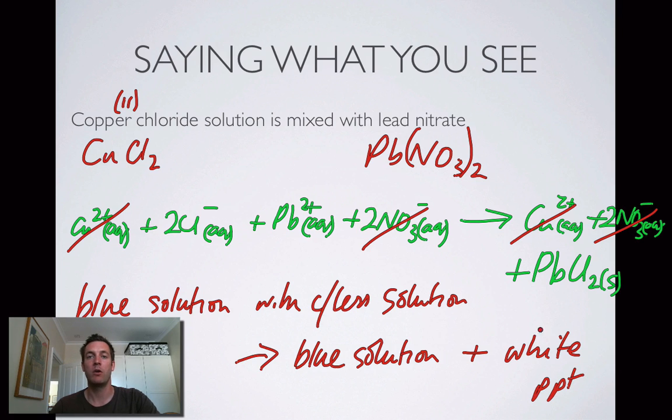Some people just go, oh, white precipitate forms, but that's ignoring all the other stuff, right? I want you to try and get in the habit of describing everything that you start with and everything that you end up with when you're doing these. Okay?